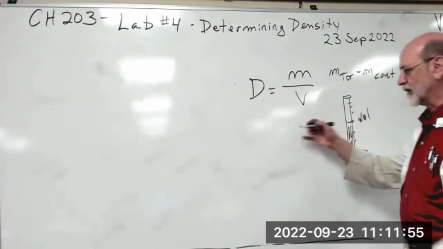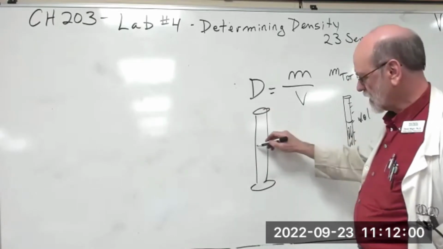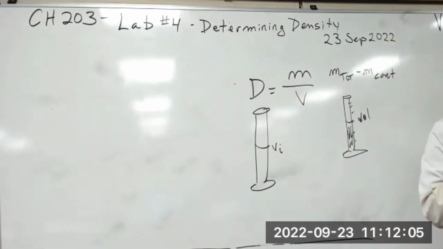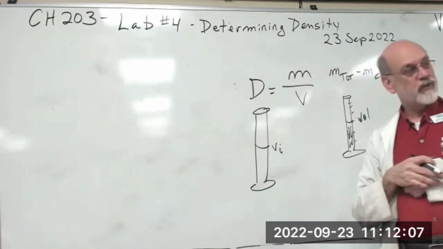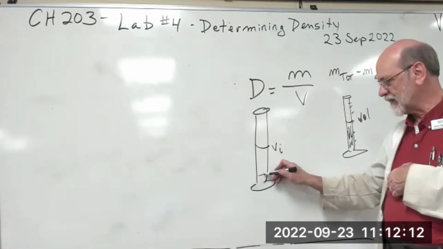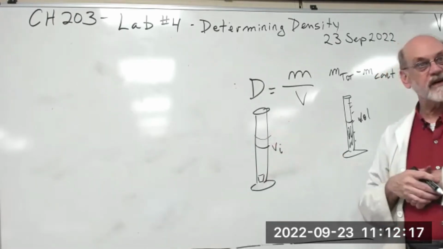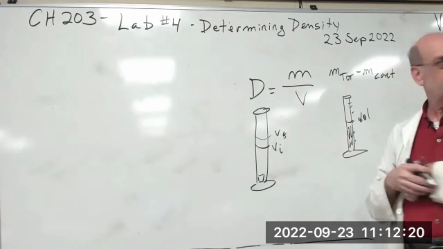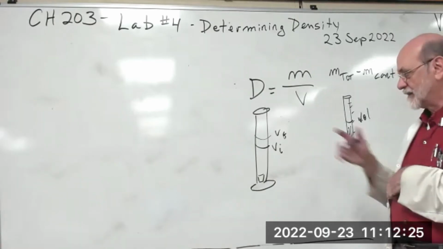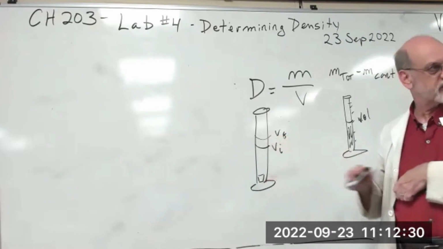You need a bigger cylinder. Your 100 milliliter cylinder. So you got this much water in there. So that's your initial volume, right? Drop your cork or the stopper in here. Now you got a stopper down there. What's going to happen to the volume of the water? It's going to go up to there. That's your final volume. So the volume of the stopper is what?